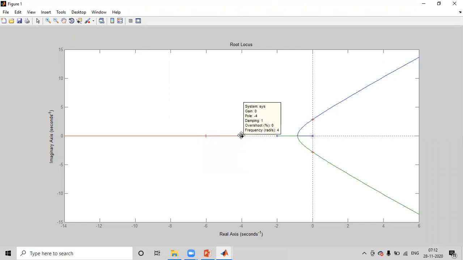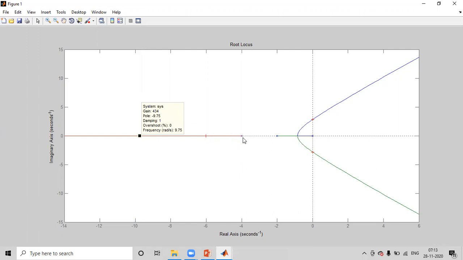Now increasing the gain k value. If we are increasing the k value, it means the pole location is changing, right? That's the same thing. Root locus is the path traced by the roots of the characteristic equation when the system gain k is varied from 0 to infinity. The same thing we are now cross checking.